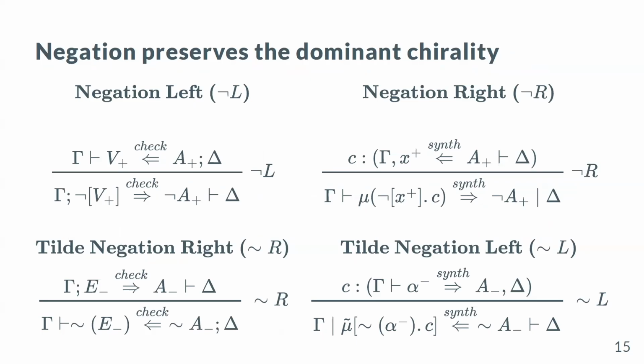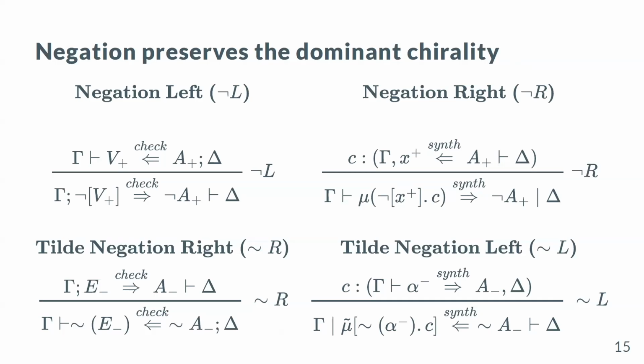So for example, if you negate a positive value to get a negative value, it's still checkable. And likewise, if you have a positive pattern and you negate it to get a negative pattern, it remains synthesizable. And likewise, if you're going vice versa, so if you're going from negative values to positive values, it's still checkable, just going the other way. And if you turn a co-pattern into a pattern, you're preserving that it's synthesizable.